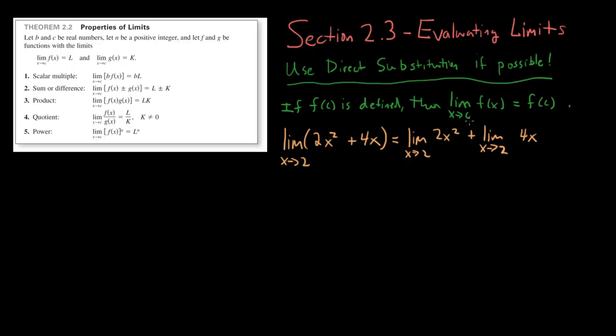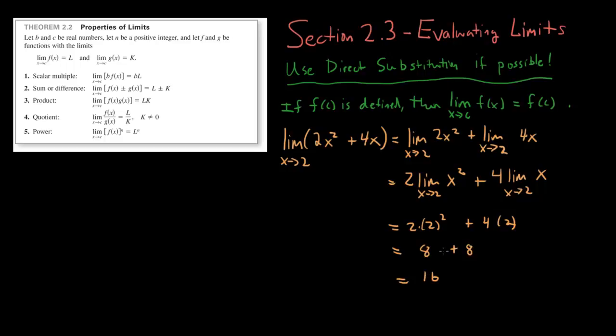So we took the sum and broke it apart. You'll often hear me say that the limit of a sum is the sum of the limits. Okay? But now we can use property number 1 over here, because we can factor out a 2 and factor out a 4. We could say this is 2 times the limit as x approaches 2 of x squared plus 4 times the limit as x approaches 2 of x. And then finally we can say, okay, x squared is defined at 2, x is defined at 2. Let's use direct substitution and say 2 times 2 squared plus 4 times 2. And what we have here, we have 2 times 4, so that's 8 plus 8 equals 16. Okay? And that's kind of what's going on behind the scenes.